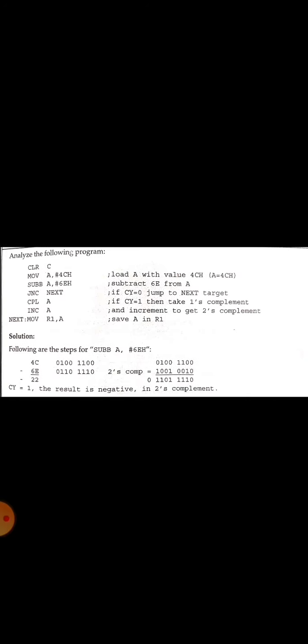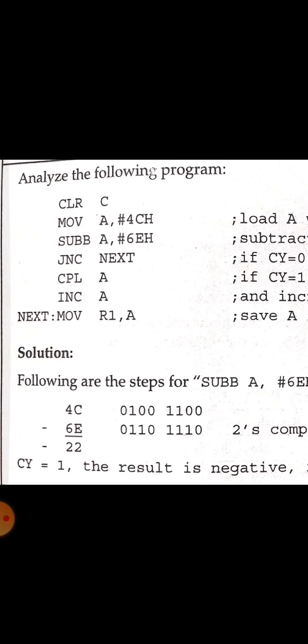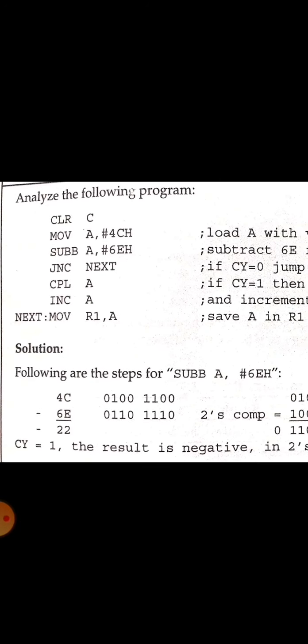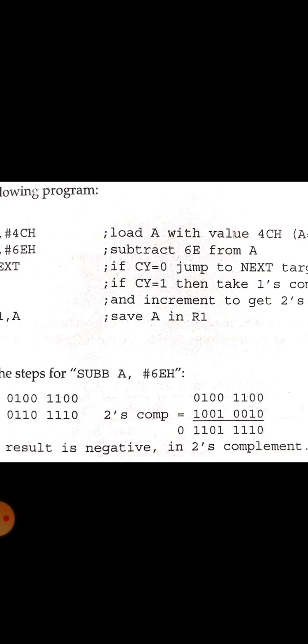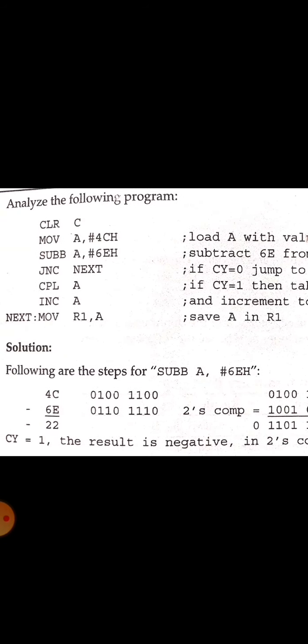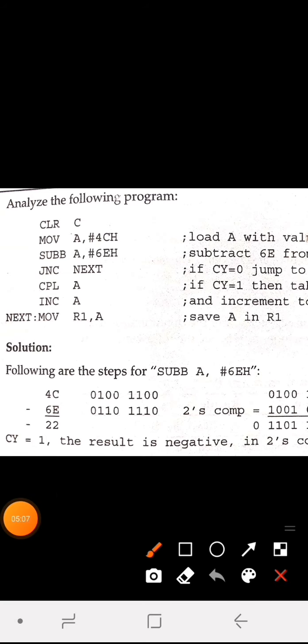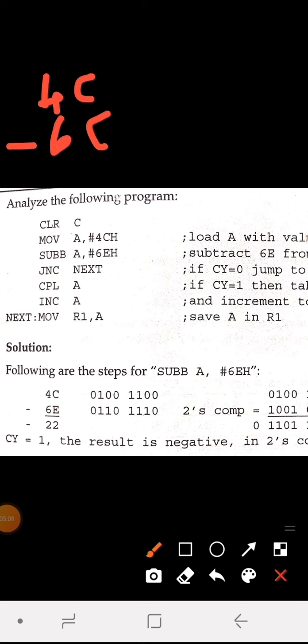Let's move to the next case, where the carry flag, which is the borrow flag, is set to 1. This is the example. Initially we make C equal to 0. Next we have taken two data, 4C and 6E. We have to perform the subtraction, 4C minus 6E. The steps are the same. You take the 2's complement of 6E, add it to 4C, and then after the operation you invert the carry.